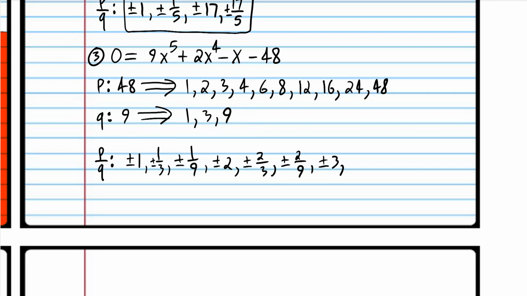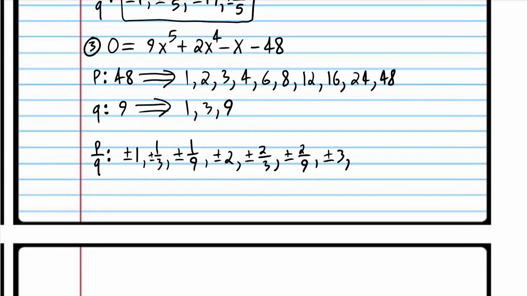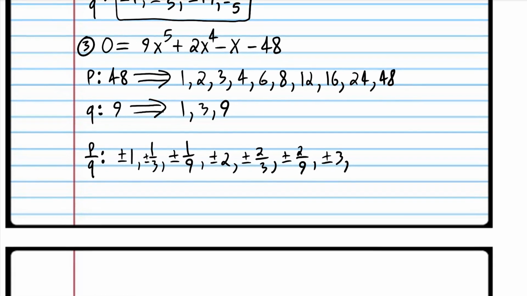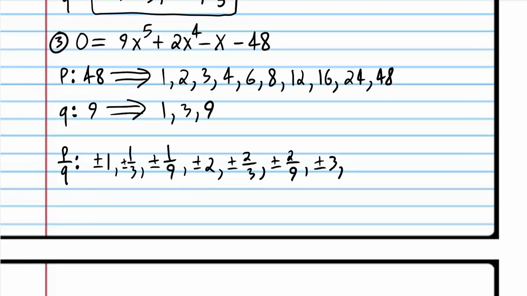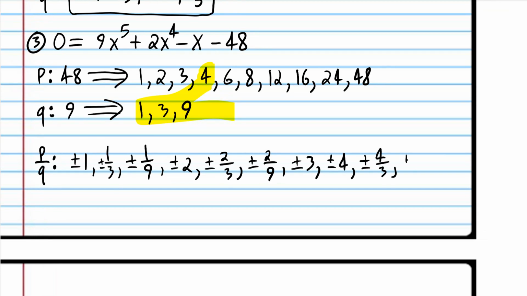So don't worry, I'm not going to give you a problem where there's quite so many factors. And 3 divided by 9 is 1/3, but we already have 1/3. So now we're going to divide 4 by all those numbers. 4 divided by 1 is 4. 4 divided by 3 is 4/3. And 4 divided by 9 is 4/9.